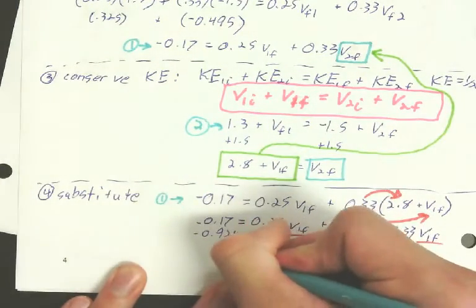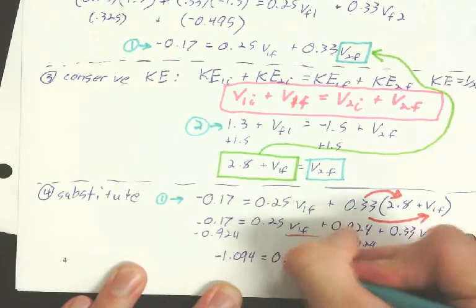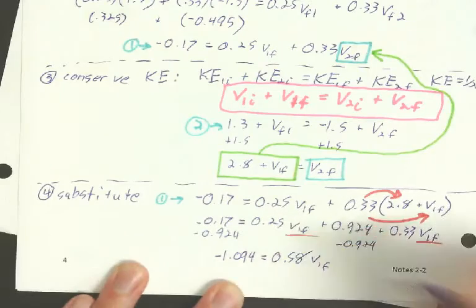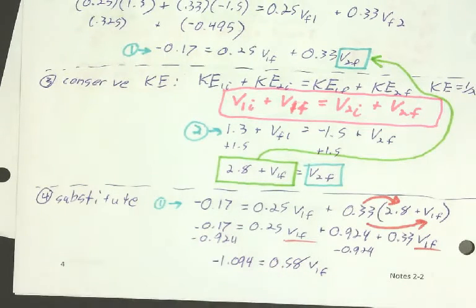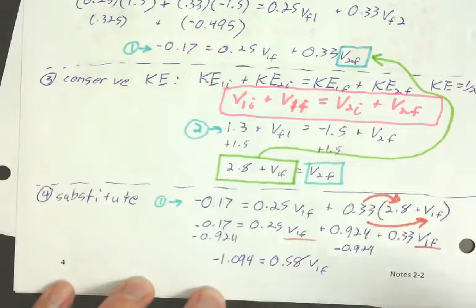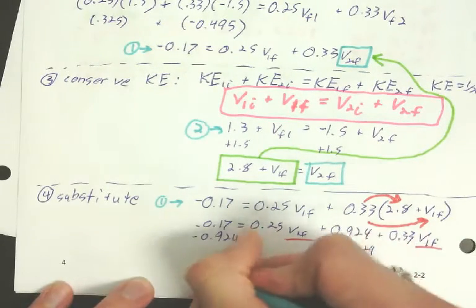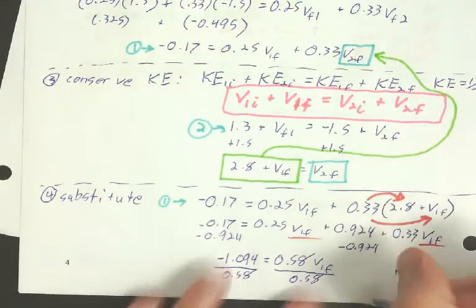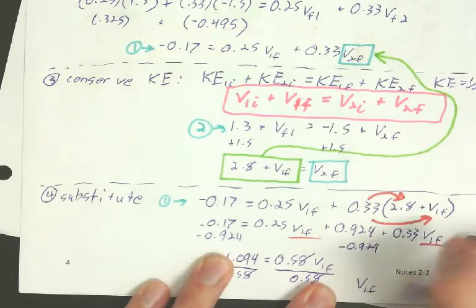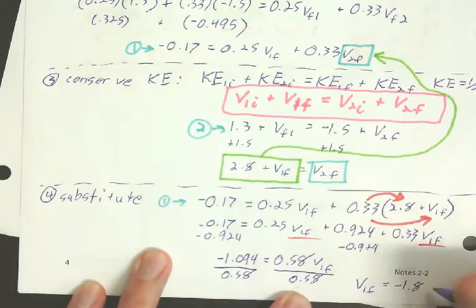Negative 1.094 equals 0.58 V1 final. I can add these two numbers because they both have V1 final with them. And I can combine these two together because they're both numbers. So now I've got this. I'm going to divide both sides by 0.58. And I get my answer, V1 final equals negative 1.89.